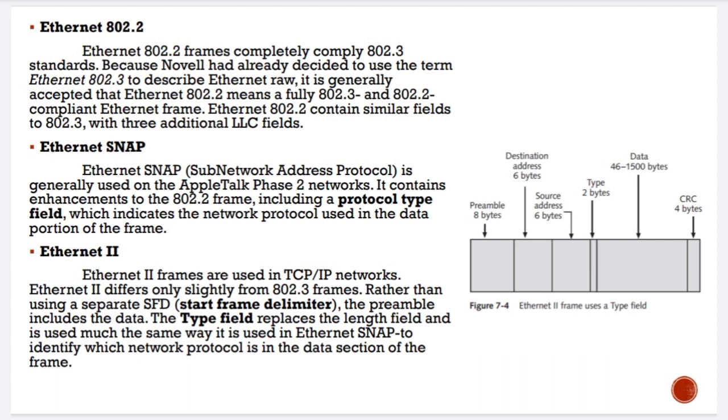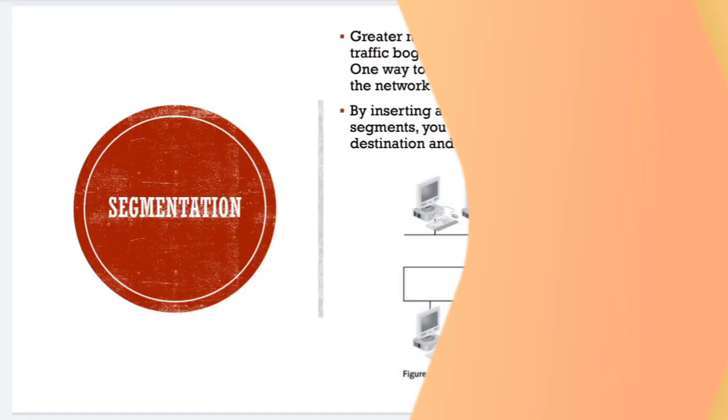Ethernet II. Ethernet II frames are used in TCP/IP networks. Ethernet II differs only slightly from 802.3 frames. Rather than using a separate SFD, or start frame delimiter, the preamble includes it. The type field replaces the length field and is used much the same as it is used in Ethernet SNAP, to identify which network protocol is in the data section of the frame.